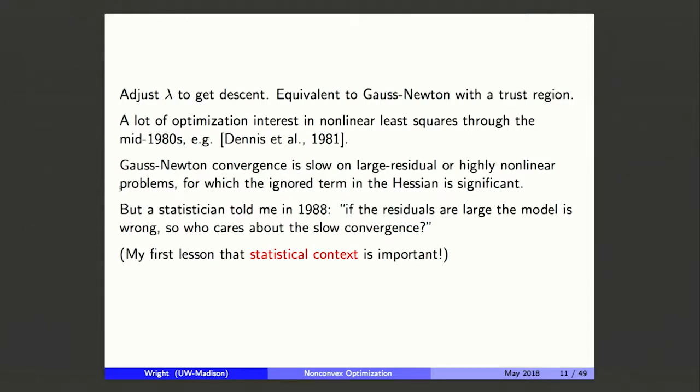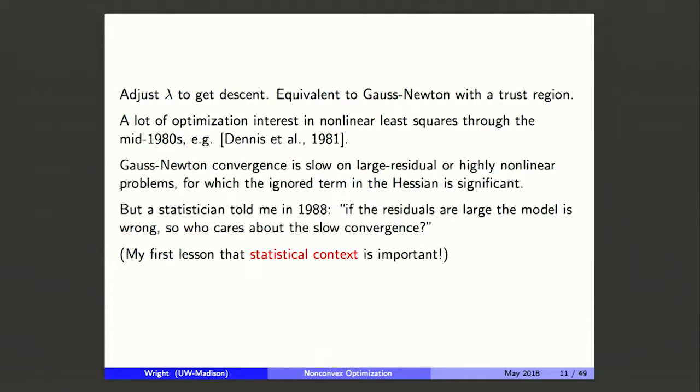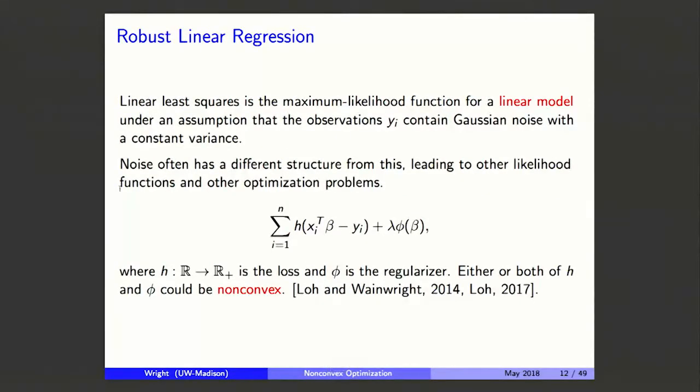Right? So I've always remembered that because it was my first lesson that the statistical context is actually important. Here was a statistician telling me that I shouldn't just be blindly solving this problem. I should be asking questions about the context. Okay. All right. Robust linear regression.